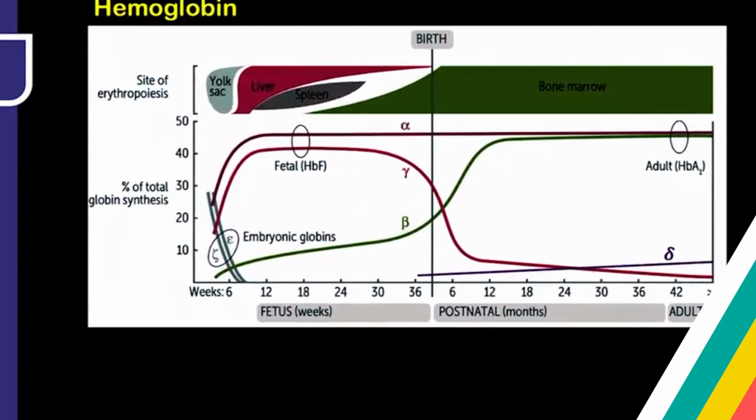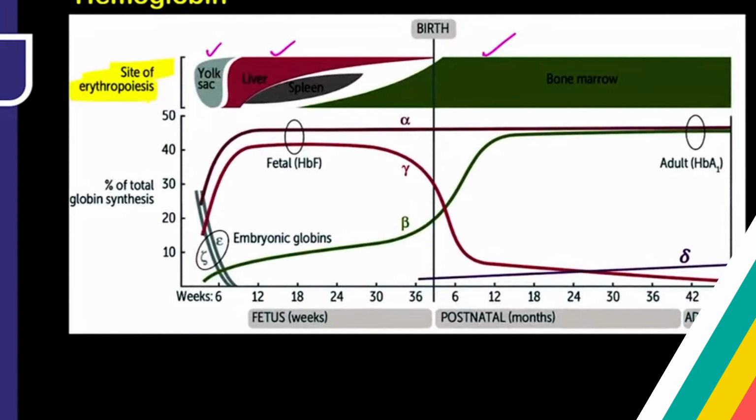So this information which is given in this table is depicted in this diagram again very beautifully. Look at the upper part of this diagram, it is the site of hematopoiesis. We have already seen hematopoiesis. First it starts from the yolk sac, then liver and spleen, and then the bone marrow takes over. During this process of hematopoiesis, how are the hemoglobin chains changing?